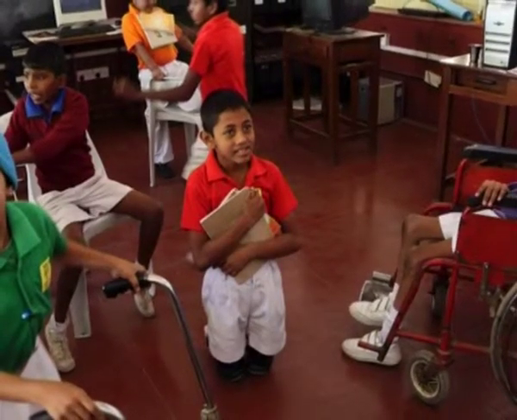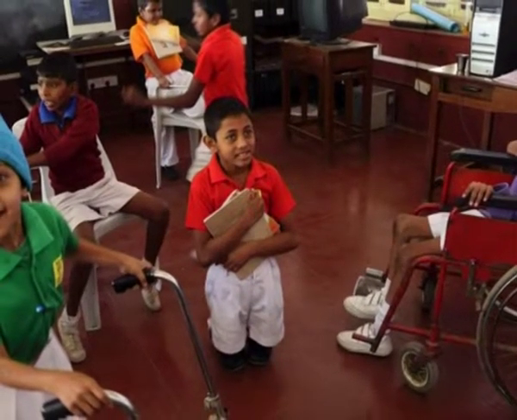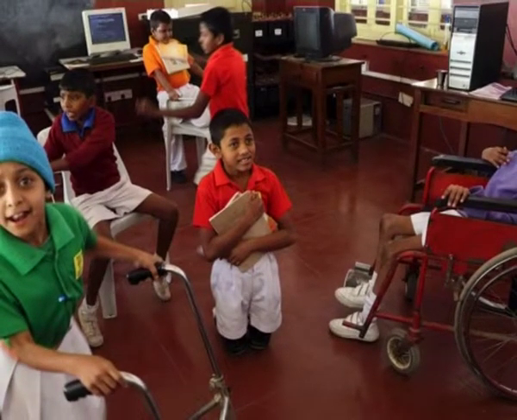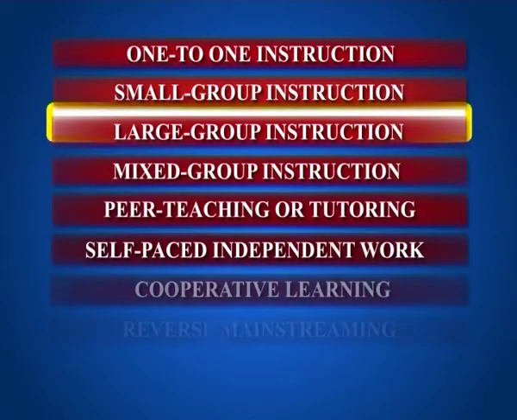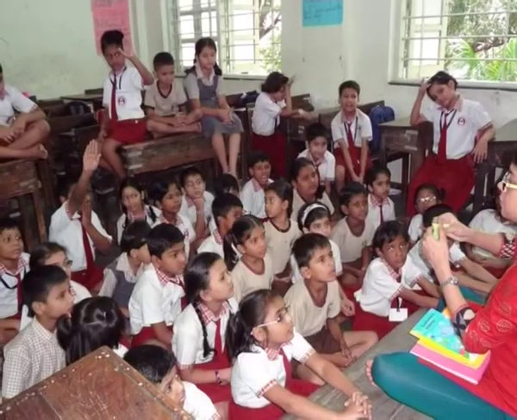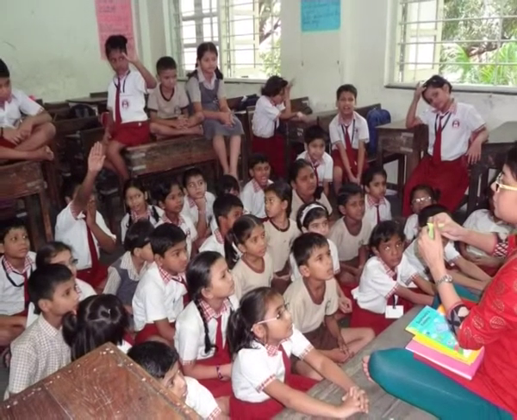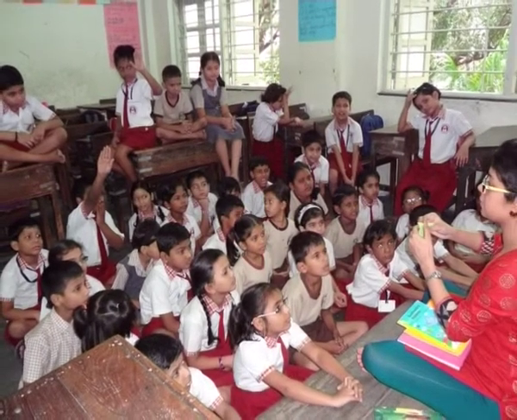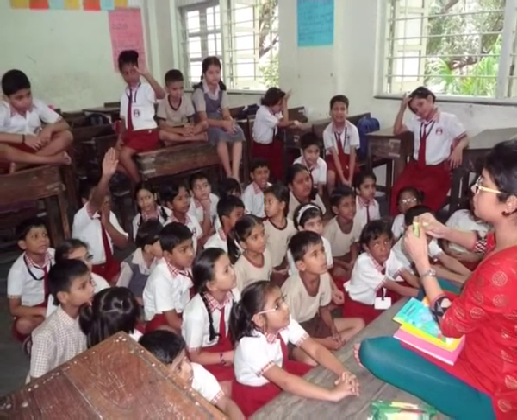Number 2, small group instruction. Within a small group instruction format, 2 to 10 students generally work with one teacher or teaching assistant. Next, number 3, large group instruction. In this format, the entire class participates at the same time under the direction of one or more teachers or teaching assistants.